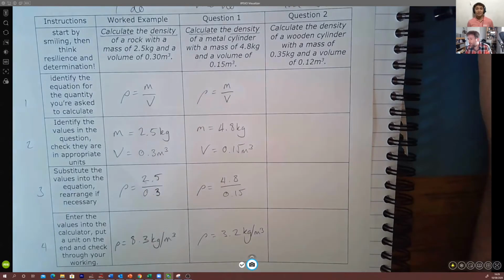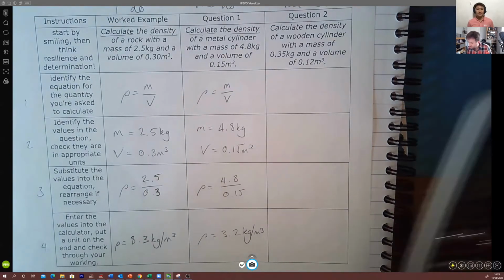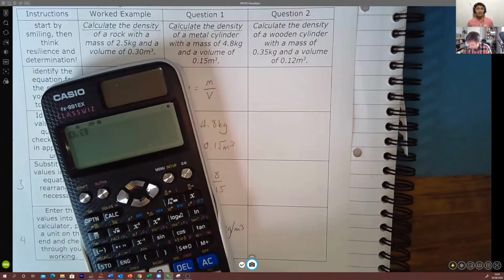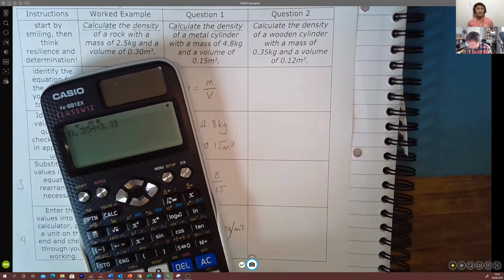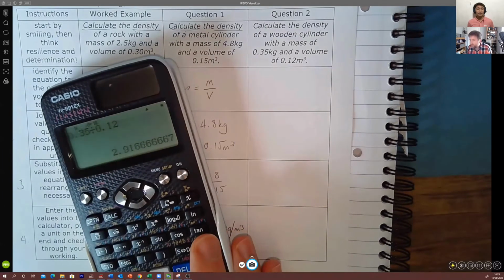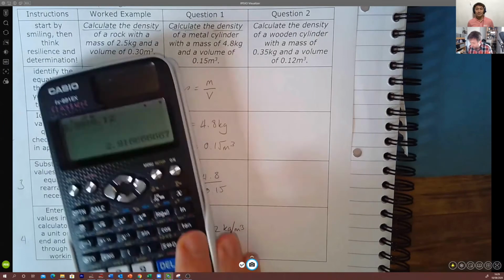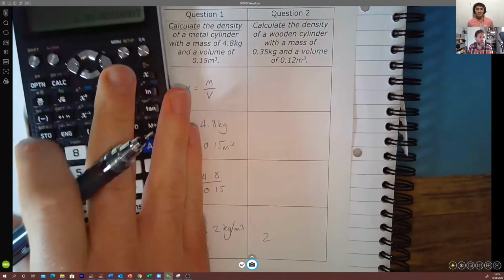We've got 2.91. I think there might be a rounding error for one or two of you. Yes, 2.92 because of the rounding there. The number after the 1 is a 6, so to 3 significant figures it's 2.92. But well done to everyone who's had a go.